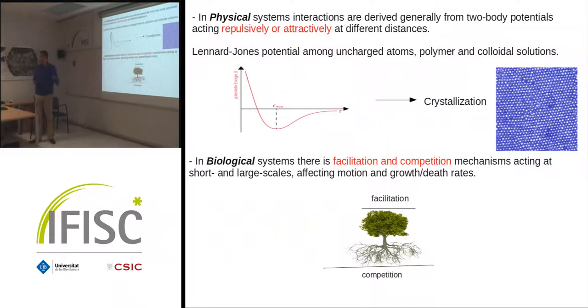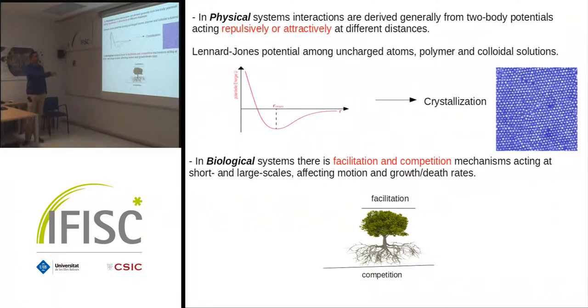In biological systems, for instance, it is already established that most of the biological systems act via two mechanisms. One is facilitation, another one is competition. Facilitation is essentially the contrary of competition. And they act at different scales, somehow affecting growth and death rates. For instance, I put here a tree, where you have a long-range competition because the trees compete due to the roots.